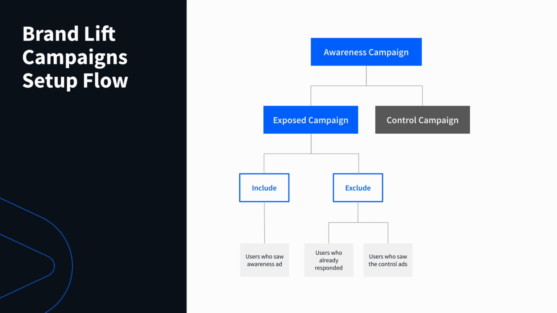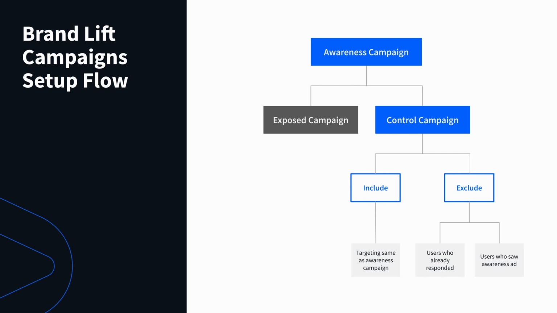Now, looking at the exposed campaigns on the left, we want to include users who did see those awareness ads. For exclusions, we do want to exclude two groups: users who saw the control ad and users who have responded to the ad already, just to make sure that the study is as clean as possible.